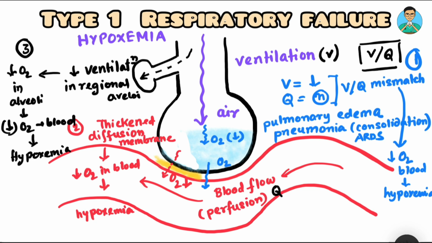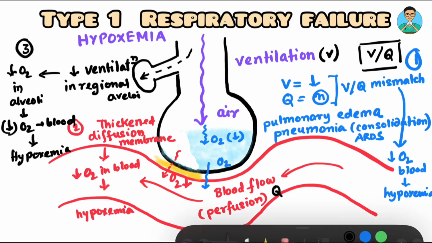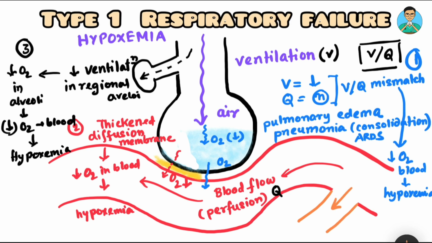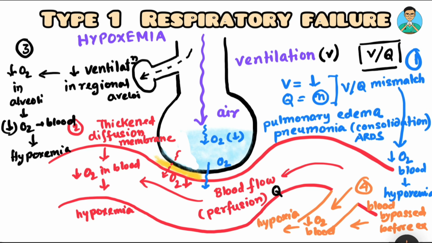And there can be a mechanism number 4. How is that possible? Over here, blood is getting bypassed before exchange. If blood is getting bypassed before exchange, there is a decreased amount of oxygen in blood, and that is causing hypoxemia. This can be seen in case of abnormal arteriovenous shunts, AV shunts. So this is your mechanism number 4. So there are 4 mechanisms that we have discussed which can lead to respiratory failure, which is hypoxemic respiratory failure, also known as type 1 respiratory failure.